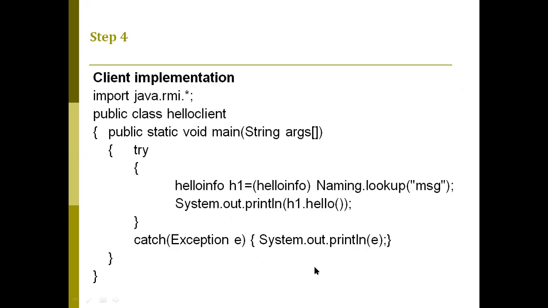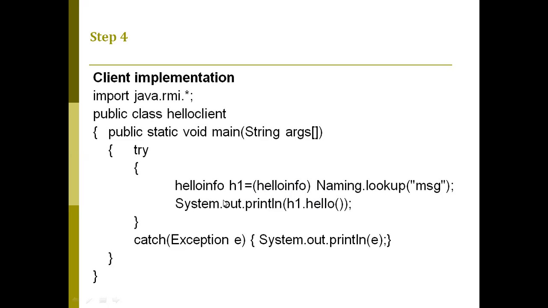This fourth step program is about a client implementation part. Now what the client should do is it should look up for the particular string name, particular interface reference name in the registry. In our case, the name is MSG. So naming.lookup will return a remote reference. Now we have to typecast it, and we have to say that the remote interface reference is of a hello info. So hello info is my interface name.